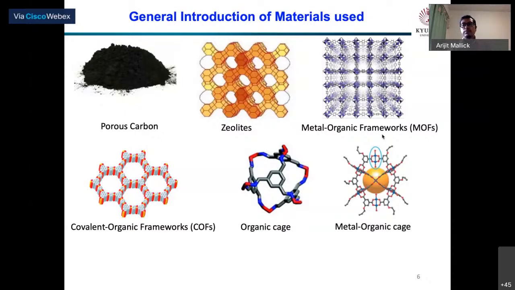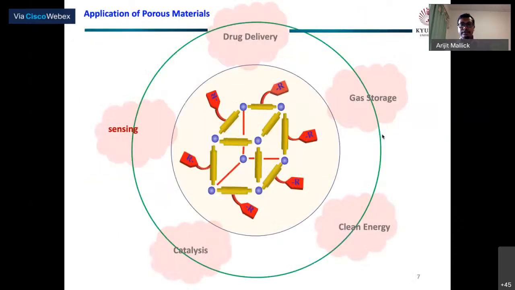And today I'll talk about my work based on the metal organic framework. So what is a metal organic framework? I'll describe it shortly. A metal organic framework is a porous crystalline solid where the metal ions and the organic linkers, like here you can see the metal ion and organic linker, self-assemble to form a three-dimensional porous structure, which can have different functionality based on the desired applications. This porous material can be used for several applications like drug delivery, gas storage, clean energy, catalysis, sensing. Today I'll mainly talk about sensing, especially amine sensing.